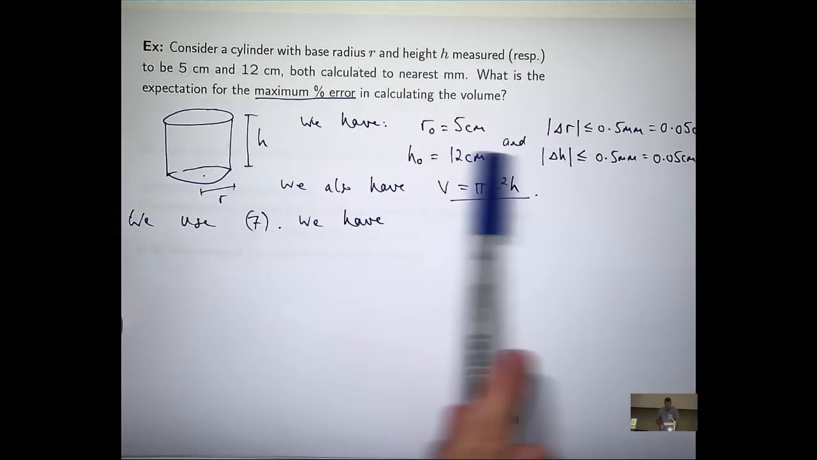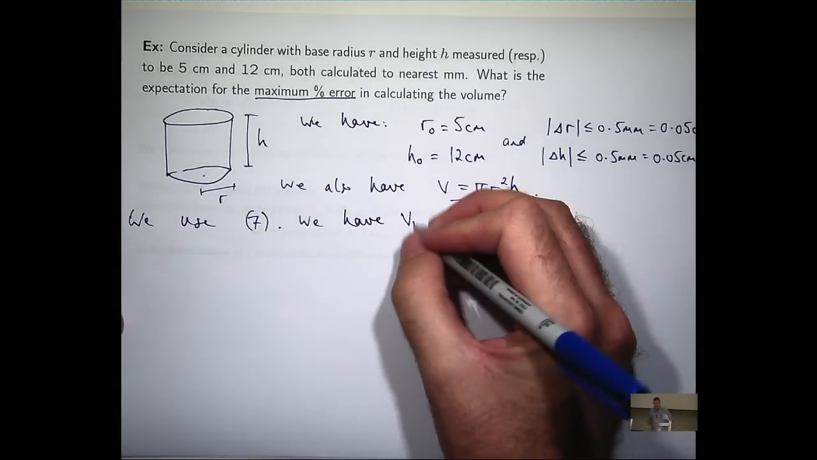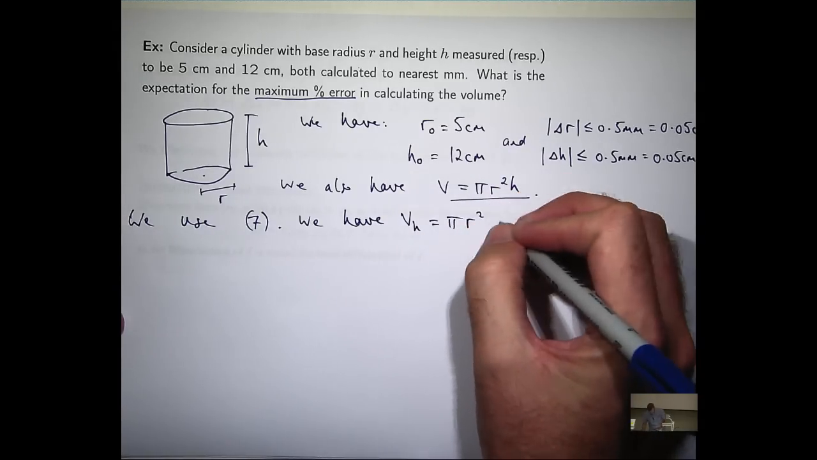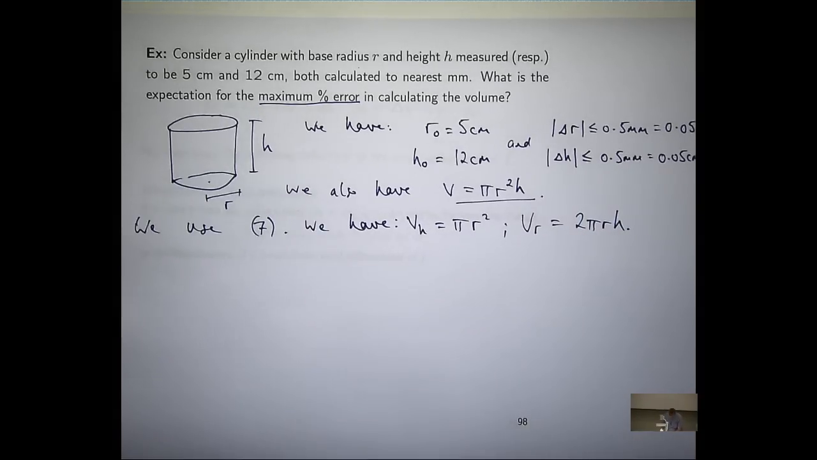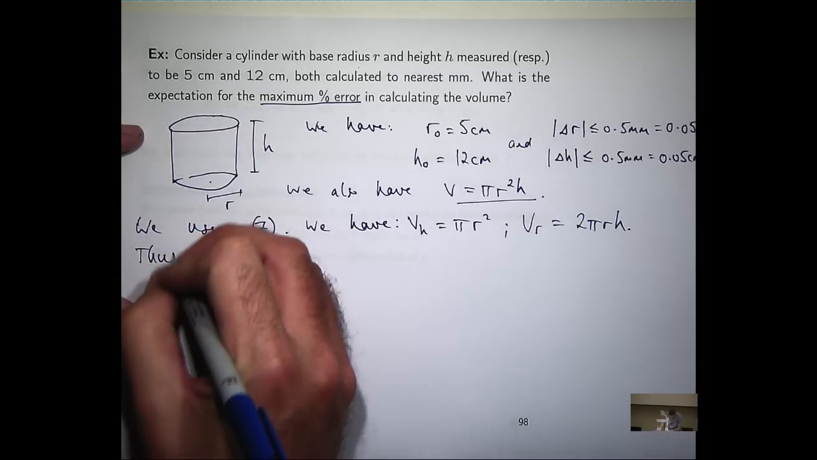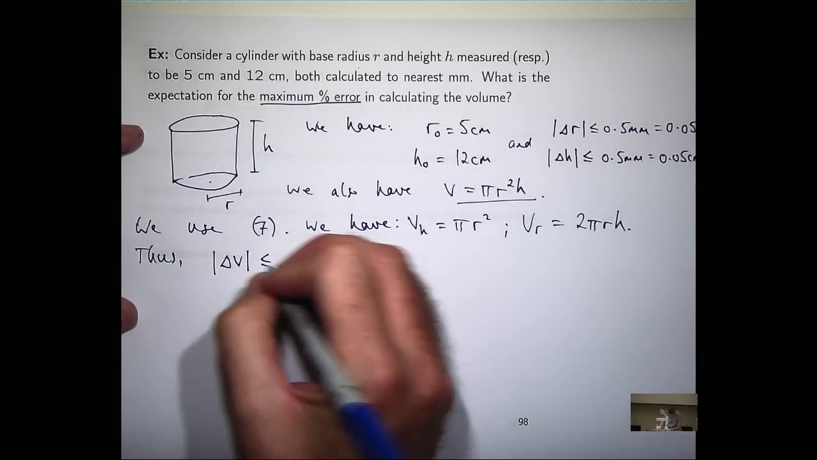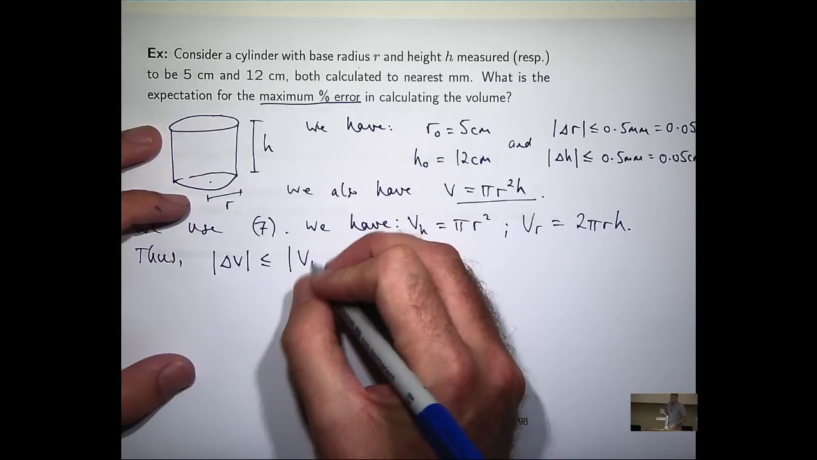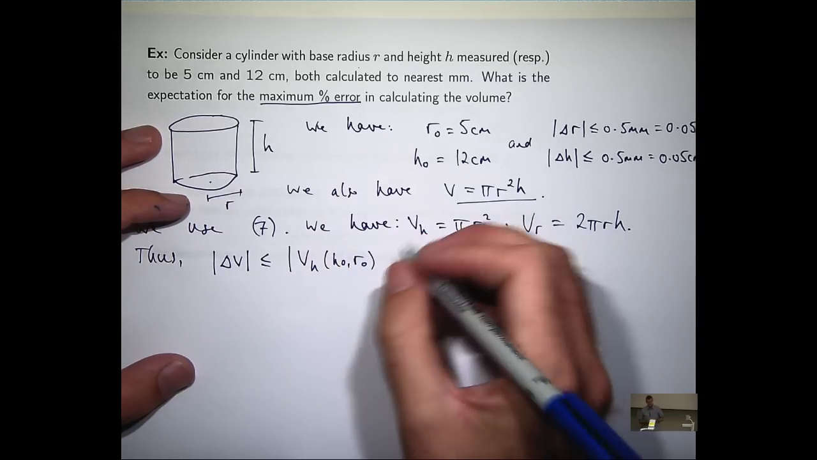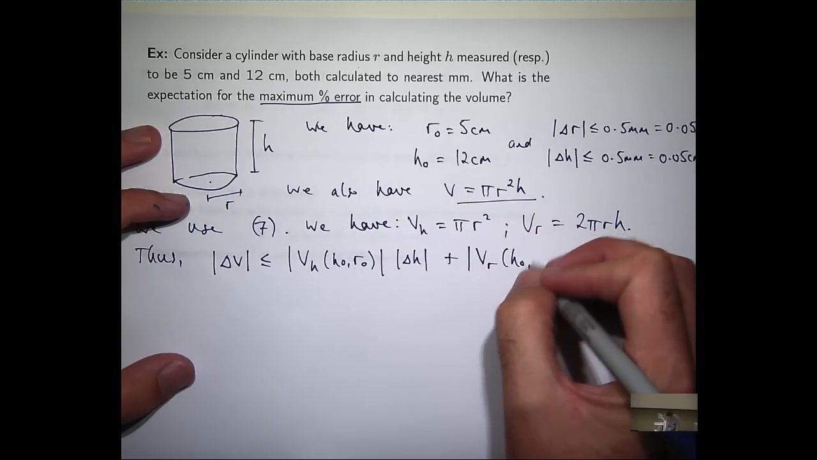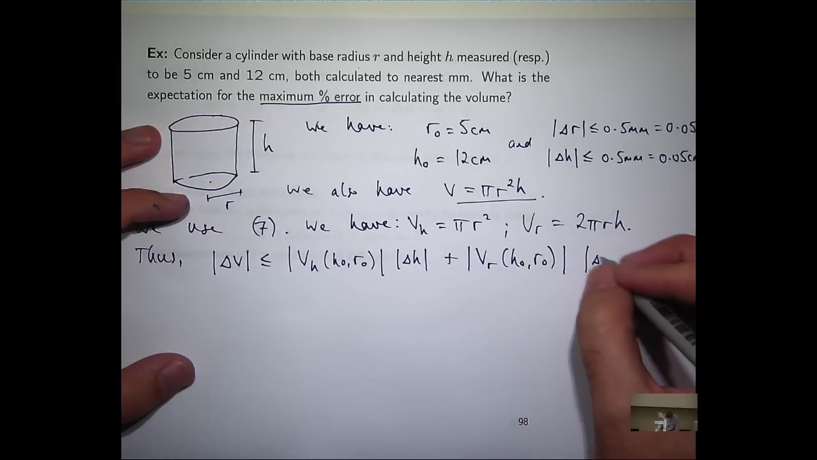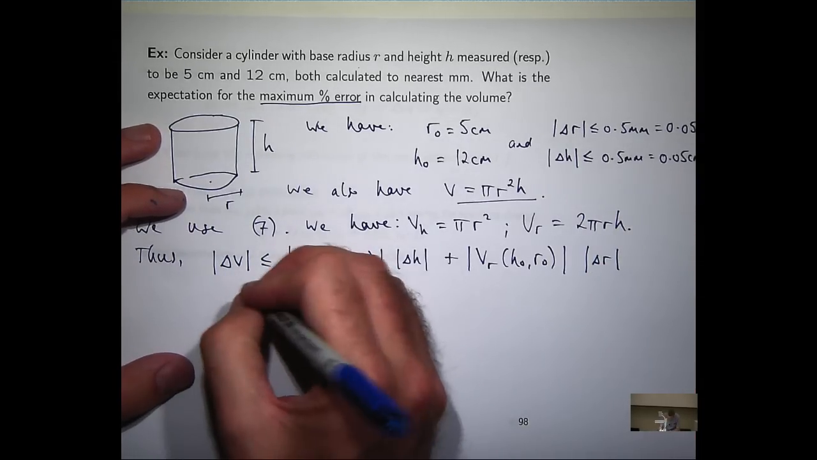So to use 7, we need to take the partials. So V sub h is going to be pi r squared, and V sub r is going to be 2 pi rh. All right, so let's use our 7 and see what we can come up with. And now all we have to do is work out these little bits.